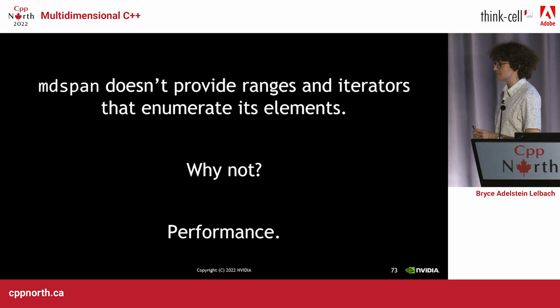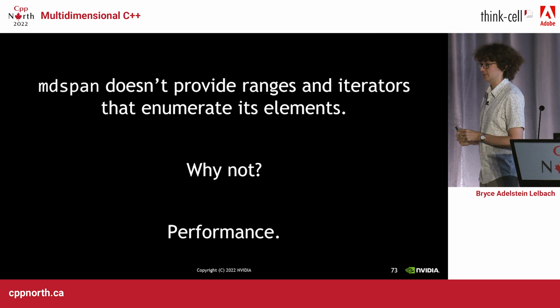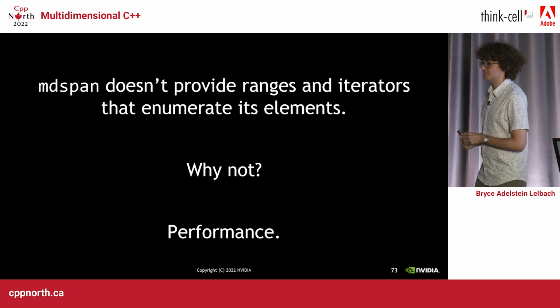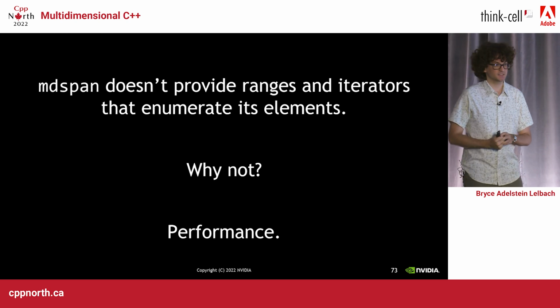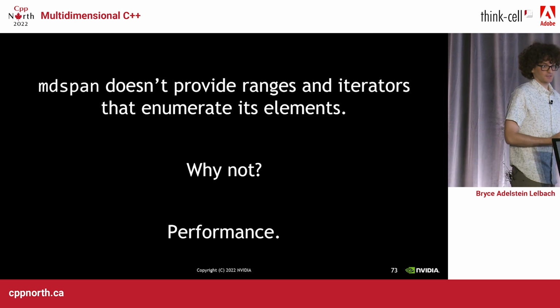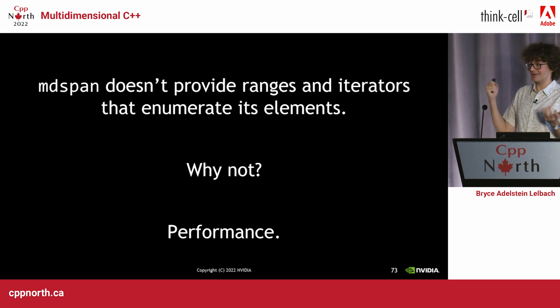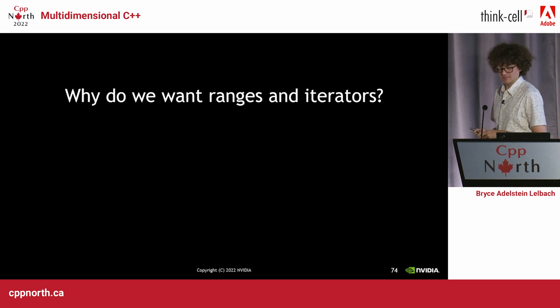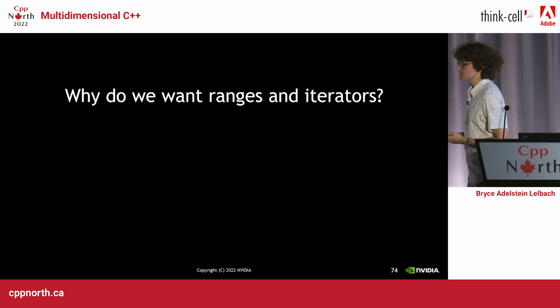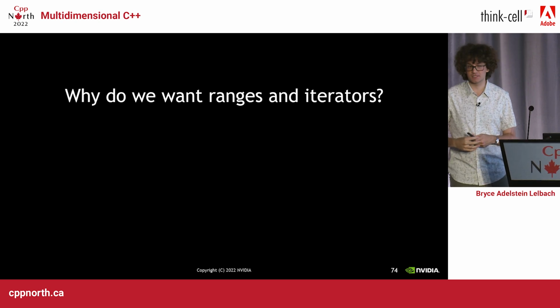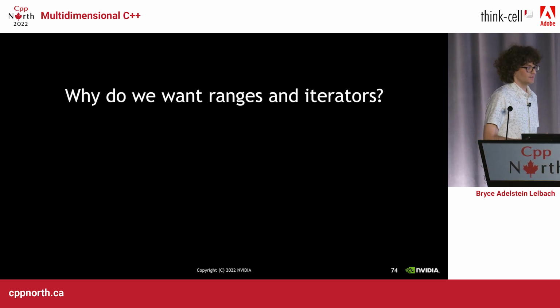But it's a pretty big usability limitation. I think a lot of people, when they pick up mdspan, will try to do something like a std::reduce on them or a std::for_each, and they'll be like, what? Why doesn't this have begin and end? So why do we want ranges and iterators for something like mdspan or vector or map?